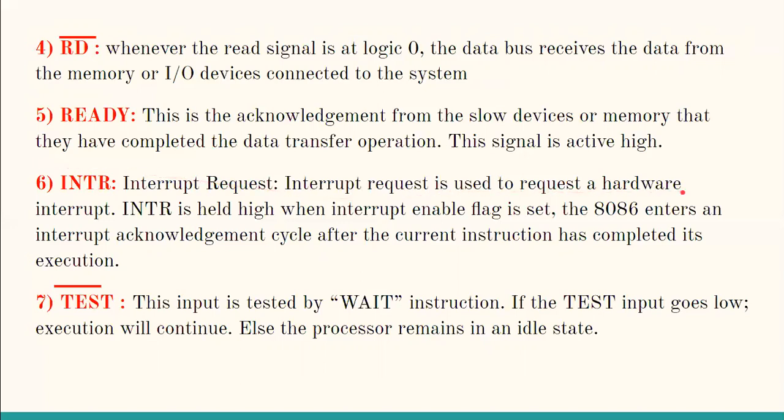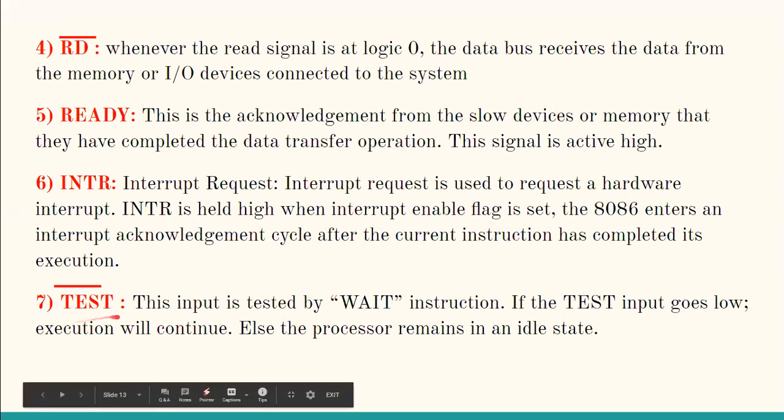Interrupt request is nothing but it is used to request a hardware interrupt. It is held high when the interrupt enable flag is set. One important point: in the control flags of the flag register, if the interrupt enable flag is set, then only the interrupt request can be entertained on this pin. Otherwise, even though the interrupt request is received, if the interrupt enable flag is not set, then this interrupt request will not be processed by the processor.